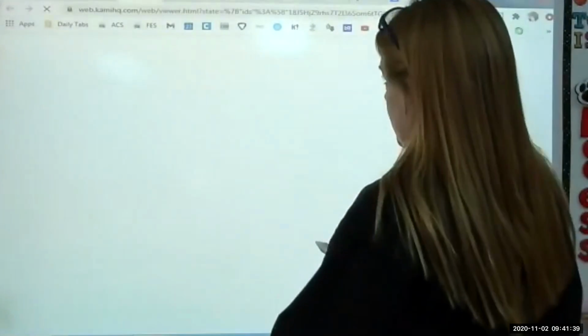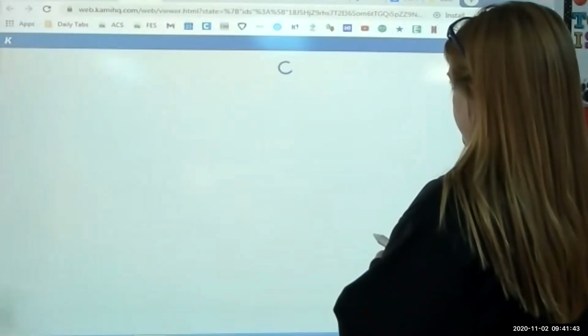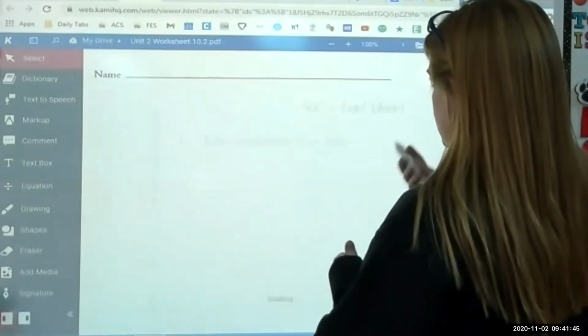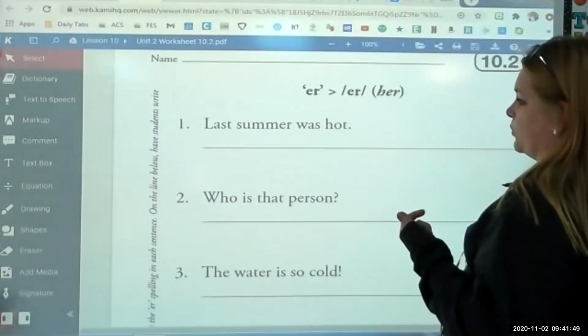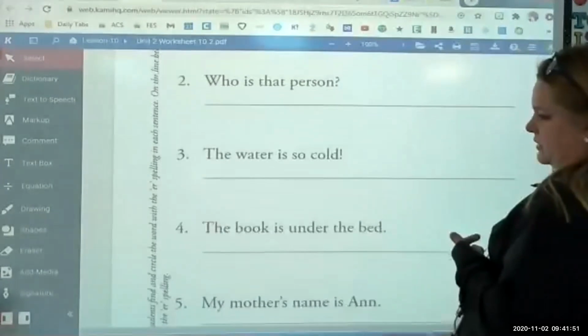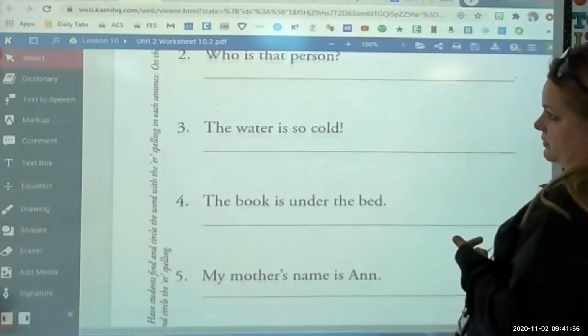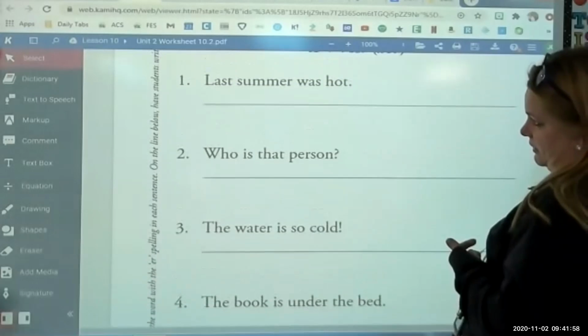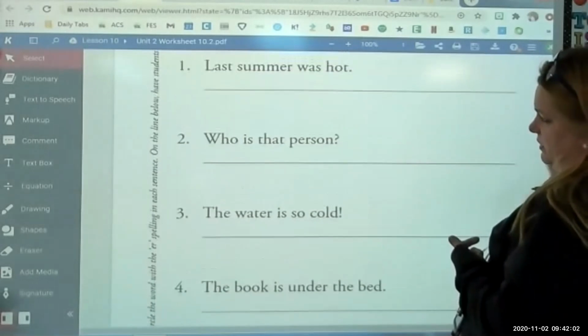And it's in Cami. I hope it opens. I don't know if it's going to. Okay, here we go. Maybe it's because I opened it last night. All right, so what we are going to do, it says, find and circle the word with the ER spelling in each sentence, and on the line, you're going to write the word with the ER spelling.